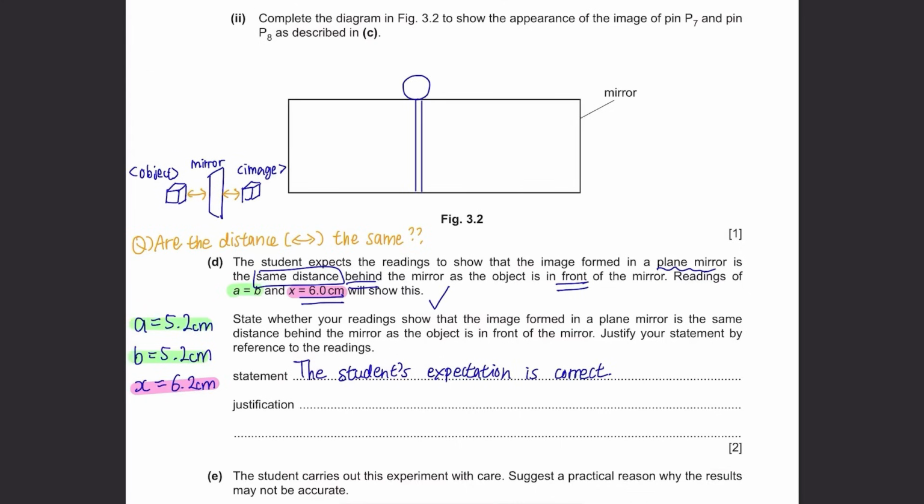Your statement needs to match your results, so it depends on your results, but you should be getting similar readings to me. Justification is that our readings of A equals B. For me, it's around 5.2 cm and X equals 6.2 cm, all within the limit of experimental accuracy.